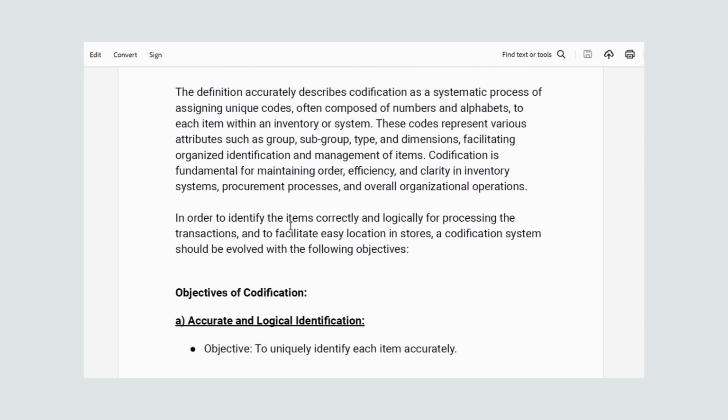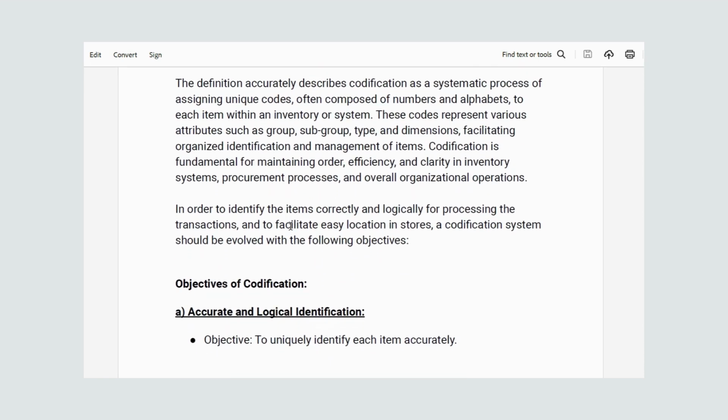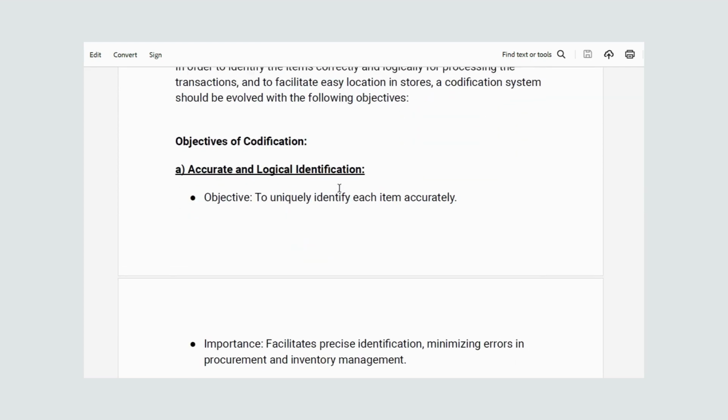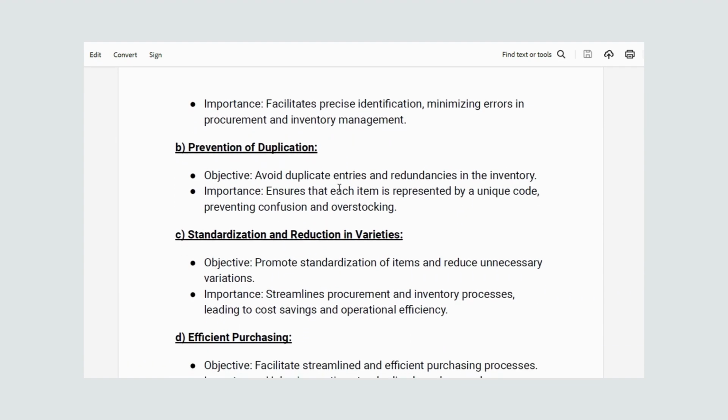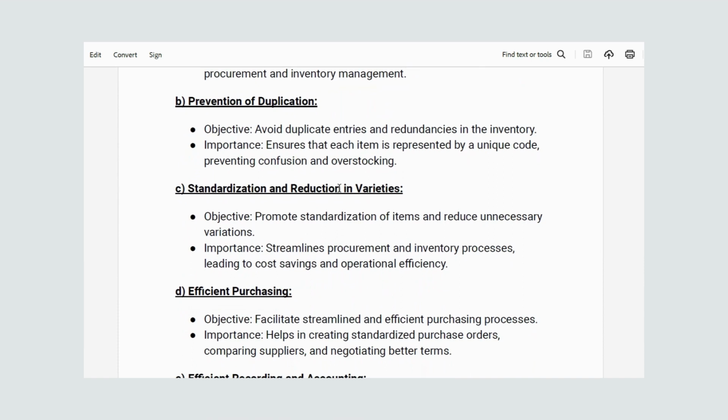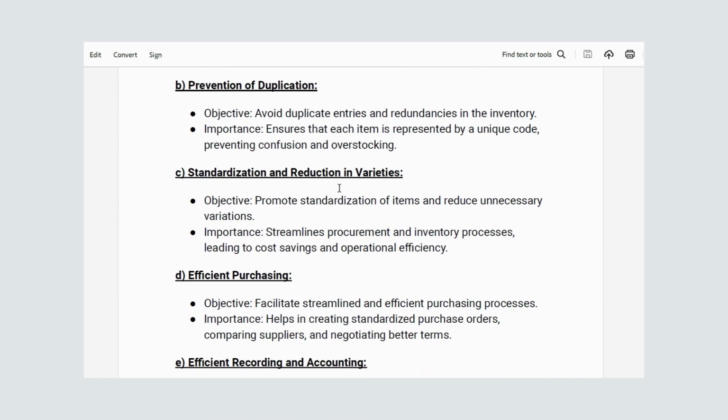So what are the objectives of codification? It helps in accurate and logical identification. With the help of codification, we can uniquely identify each item accurately. Also, it facilitates precise identification, minimizing errors in procurement and inventory management. It also prevents duplication. It avoids duplicate entries and redundancies in the inventory. It ensures that each item is represented by a unique code, preventing confusion and overstocking.